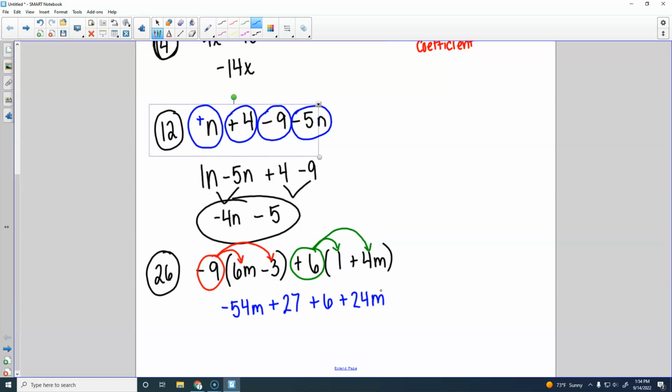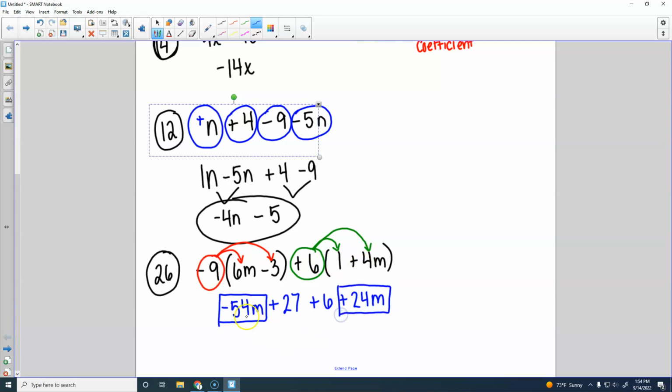Okay. So then, after this, we need to see if we can combine further. So we can, because we have some m's we can put together. We also have these constant terms that we can put together. So what I like to do, rather than reordering it and rewriting it, a lot of times I'll draw a box around the things that I can combine.